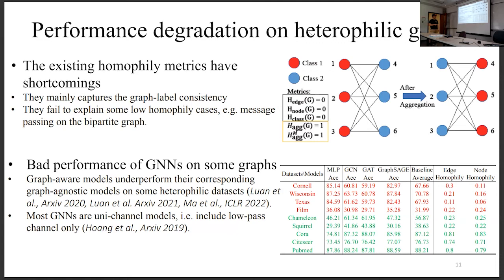The second problem is the bad performance of GNNs on some graphs. For these nine graphs that are usually used as benchmark data sets for heterophily graphs, we can see that the red ones are the graph data sets where the simple two-layer MLP can outperform the graph network baselines. But the green ones are where the graph network baselines can outperform the two-layer MLP. So we need to design some architecture that can consistently perform well on any kind of graph with different homophily levels.